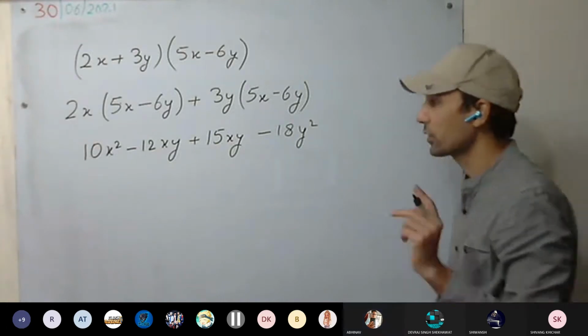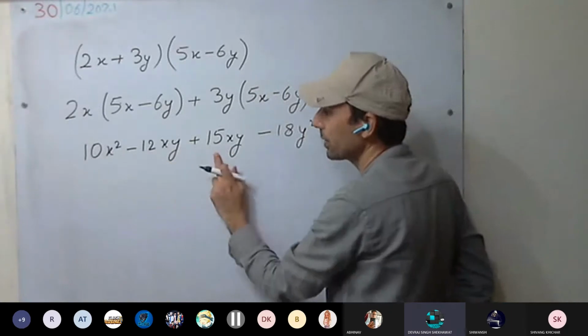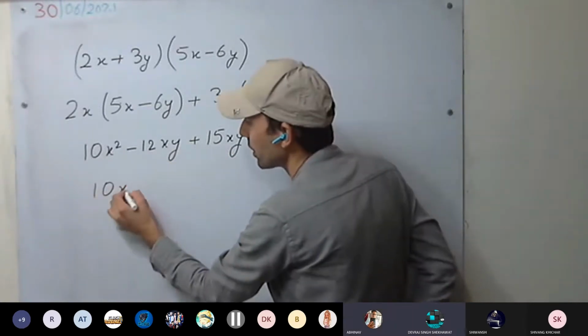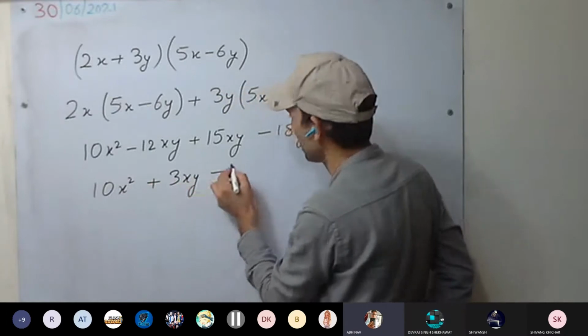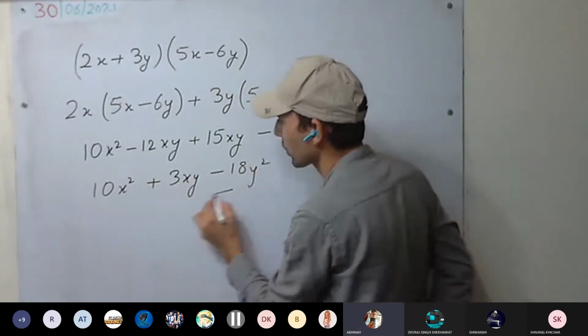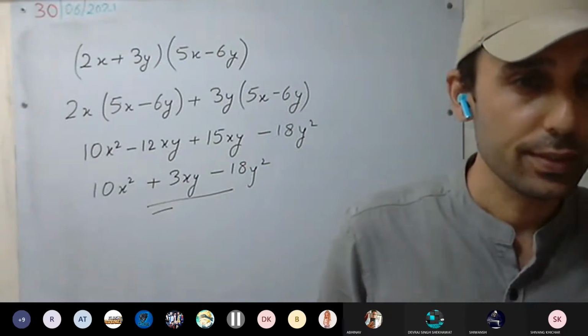Okay, I will solve this one. 10x square plus 15xy minus 18y square. Everyone should get the same answer.